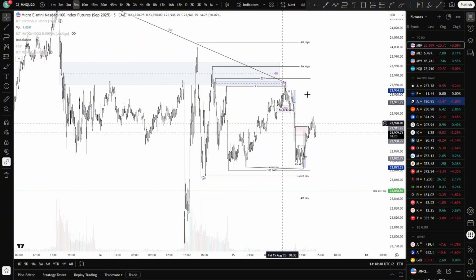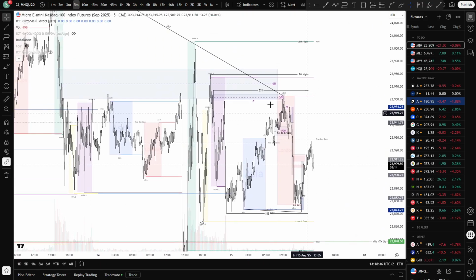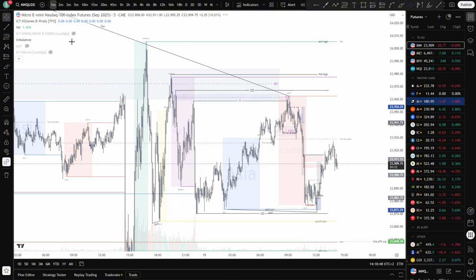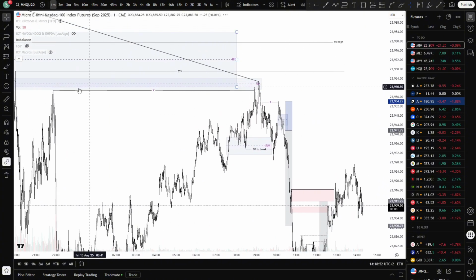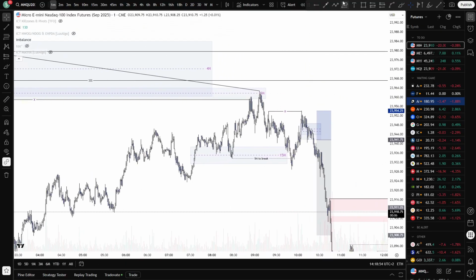But the SMT wasn't the reason for a short right here, because that is what I want to get into. We rejected the 4 hour, we rejected this nice 5-minute PD array. We also took out really nice liquidity over here. And I wanted to look at shorts. So we took out that high.